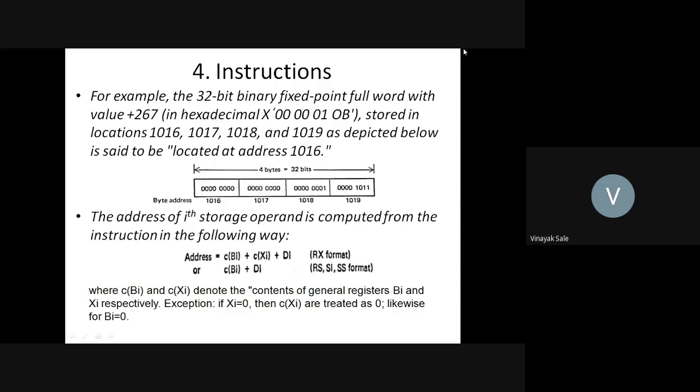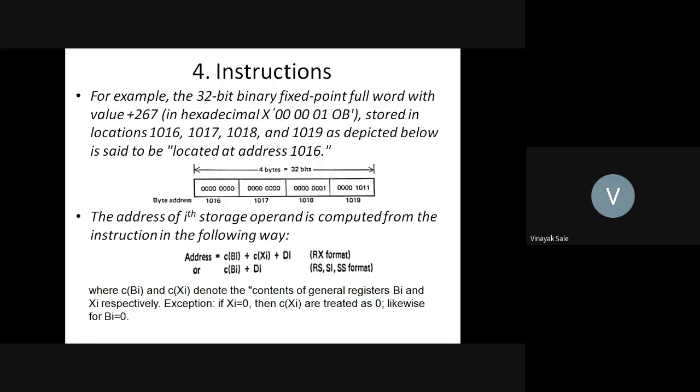Hello. So here we have taken a second example. The previous example was for a 2-byte instruction set. Now this example is for a 4-byte instruction set. So here, 32-bit binary fixed point full word length.